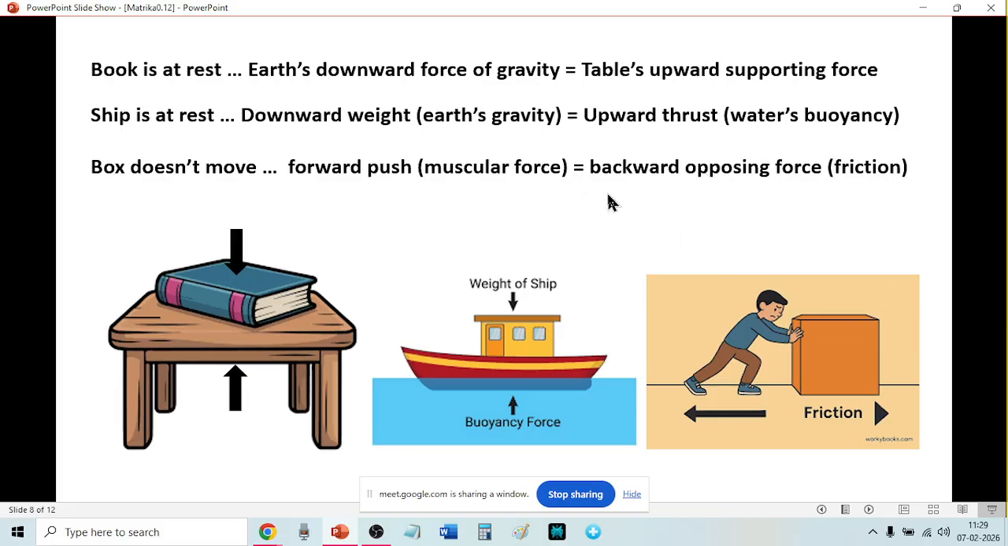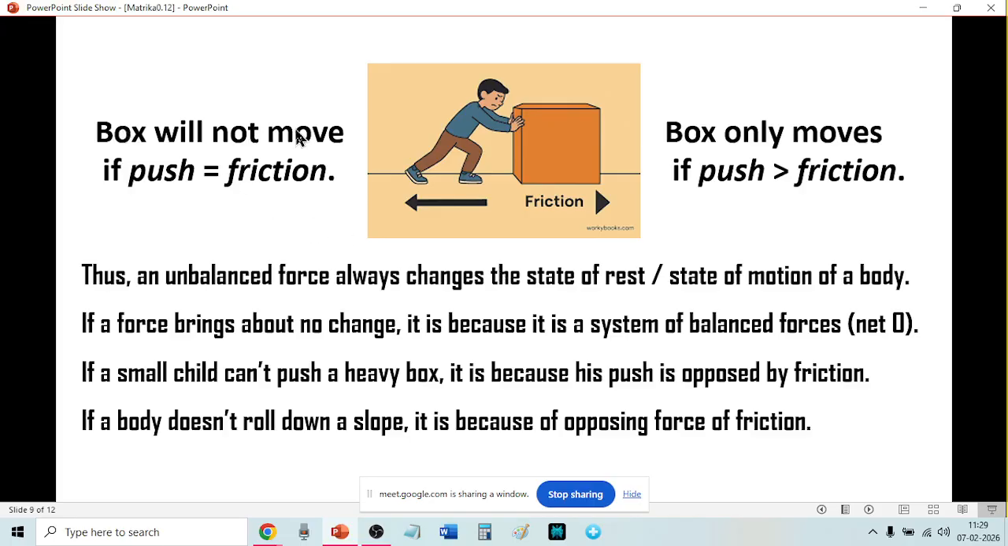Okay, so what do you mean by balanced forces? When the total effect is zero, the forces cancel out each other, like equal forces acting in opposite directions. So it will not go up or down, left or right. The box will not move if the push is equal to friction. If the push and the friction are equal, the box will not move because they are balanced forces. They cancel out each other, total effect zero.